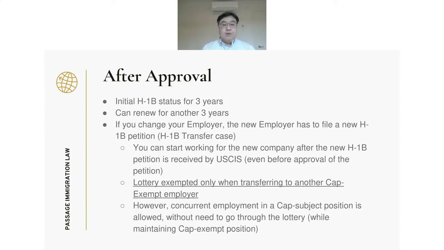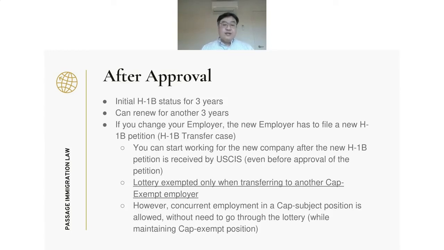However, if you are planning to move to cap subject companies, such as Amazon and Facebook, then you need to go through the lottery and follow all the rules for cap subject cases, including H1B season. So you need to wait for the season, and you need to be selected from the random lottery. This makes your case very complicated.